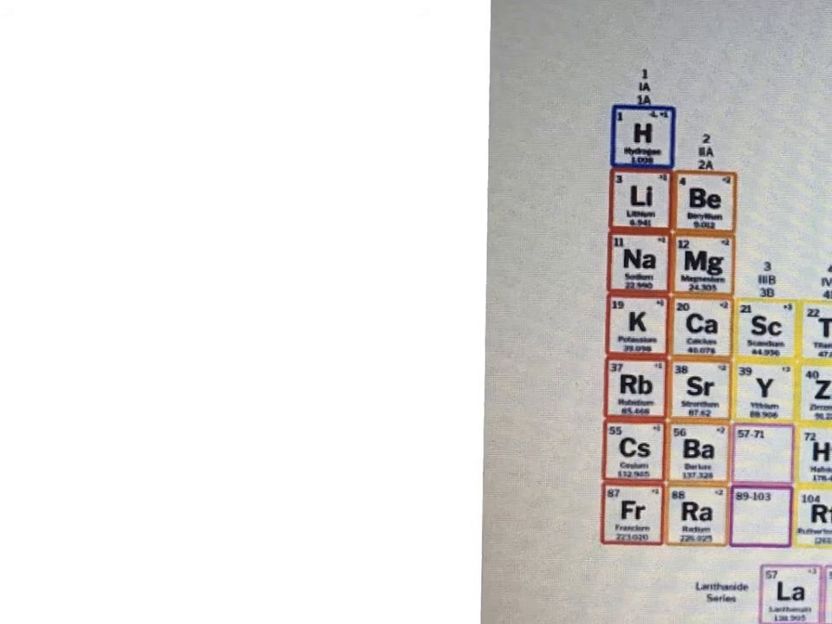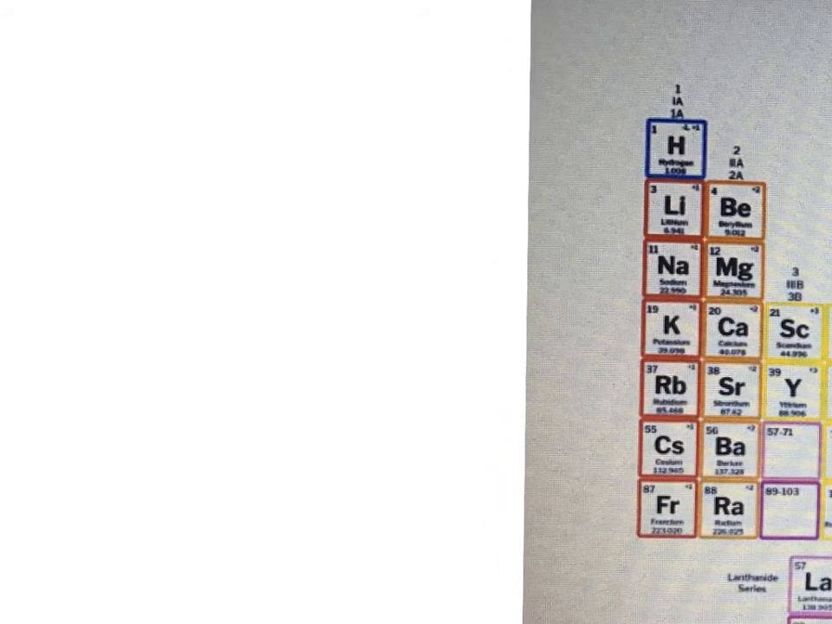Okay, so let's try another one. Let's try lithium. And again, it's a little bit blurry, so I'm going to draw up here what the element shows. So lithium has an atomic number of 3, which stands for the number of protons and electrons. And then the atomic mass is, I'm having a hard time reading it as well, it's 5.9. And so we're going to round that up to 6. So we're going to say 6 is the atomic mass.